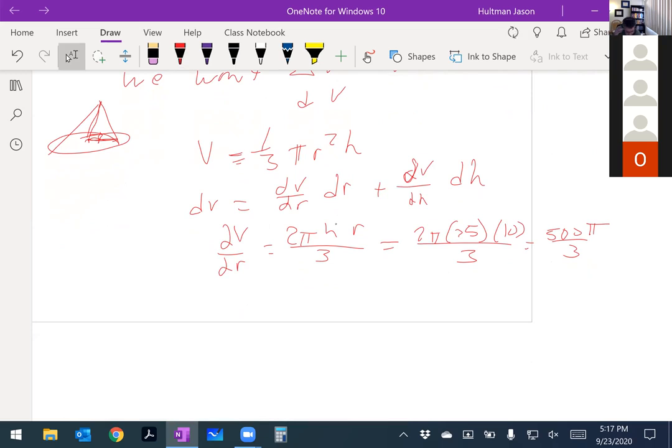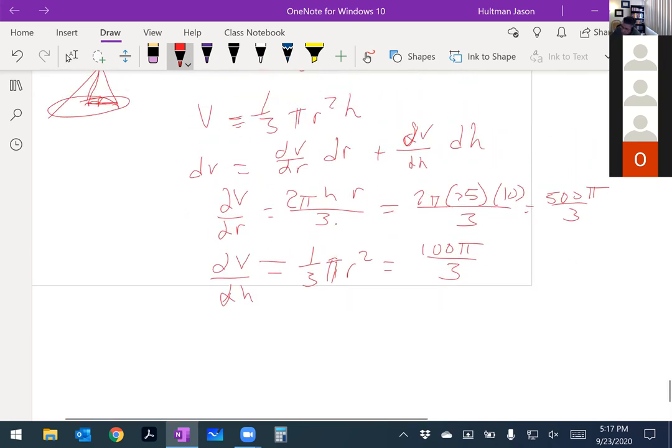Okay, so what's dV dH? Let's take that one. Now take the derivative with respect to h. Well, everything stays except for the h. Left with 1/3 pi r squared. Okay, so this is just going to be 10 times 10, which is 100. So this is 100 pi over 3. Okay, that's kind of cool.